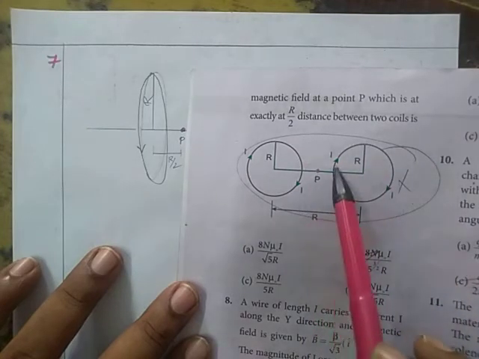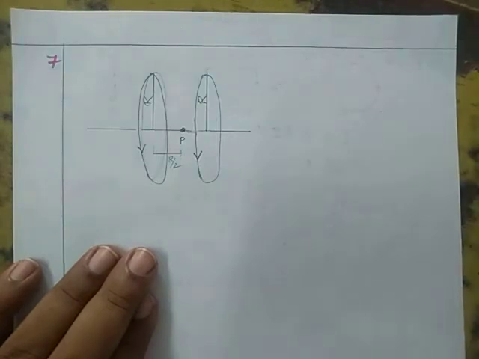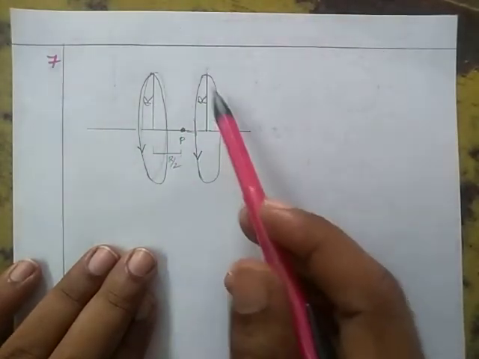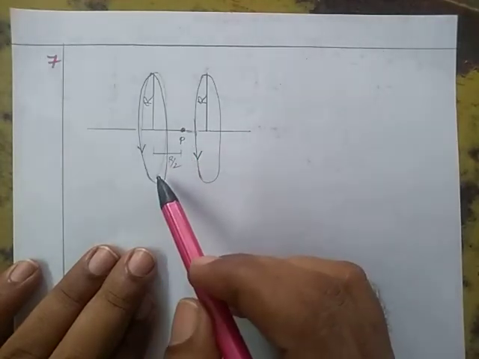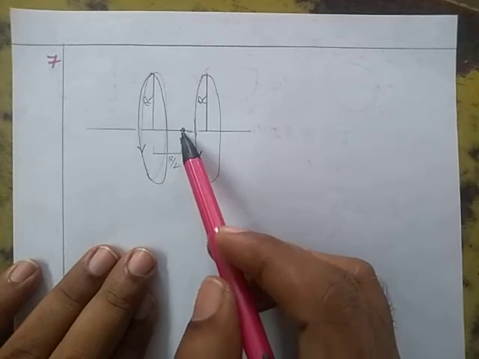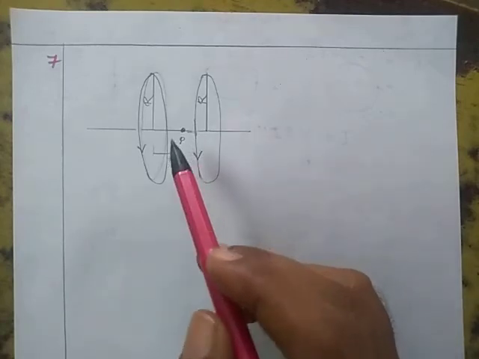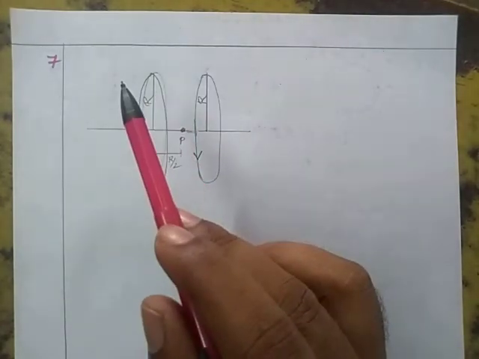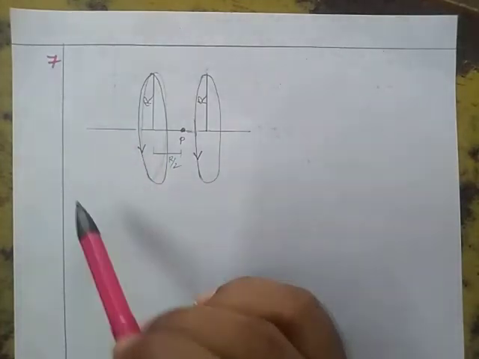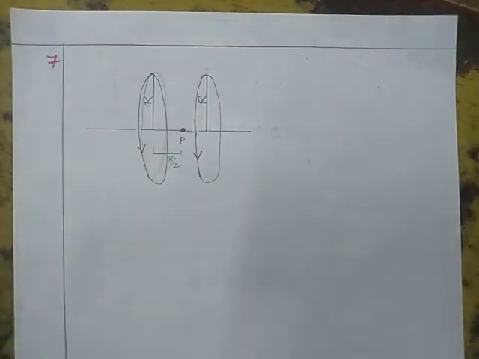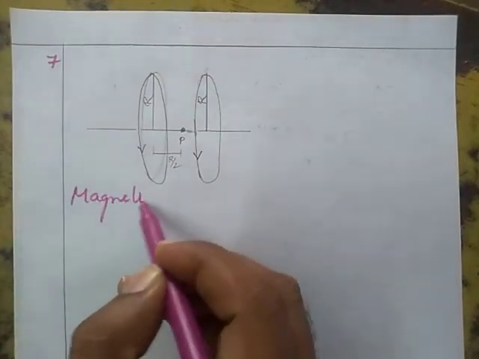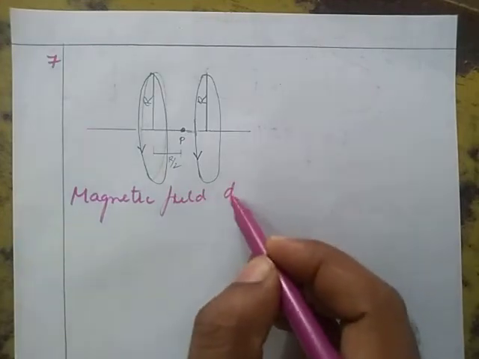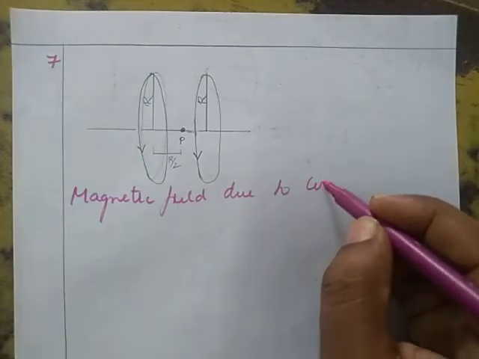Here there is no diagram, listen, it is a case where the two coils are placed coaxially, and the two coils carry current in the same direction. At the point P, they are asking for the magnetic field. We know very well the magnetic field due to a circular coil carrying current.